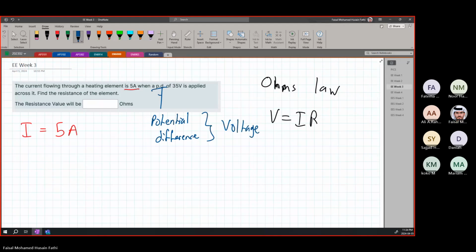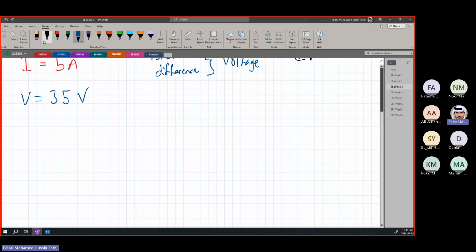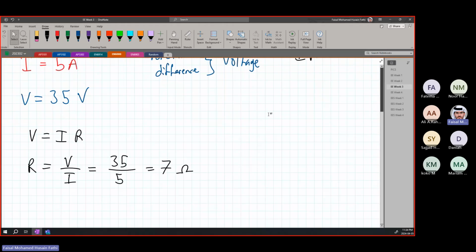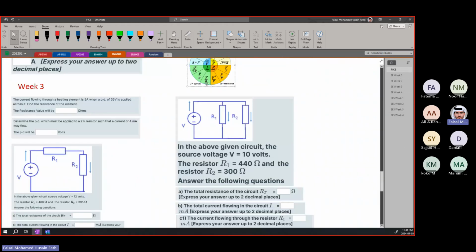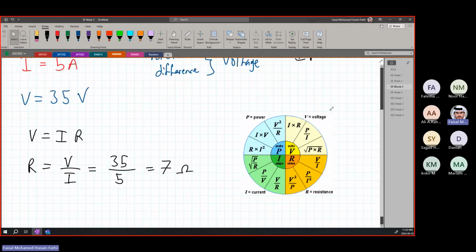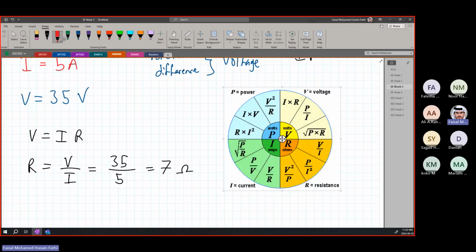Okay. So when a potential difference of 35 volts is applied, 35 volts, so V equals 35 volts. Find the resistance of the element. We know that V is equal to IR, so R is equal to V over I, which is equal to 35 over 5, which is equal to 7 ohms. Very straightforward, very direct. You can also use a circle if you're not that confident in your math skills. You can use the circle directly. What do we find? We find R. To find R we look at the R part. Okay.